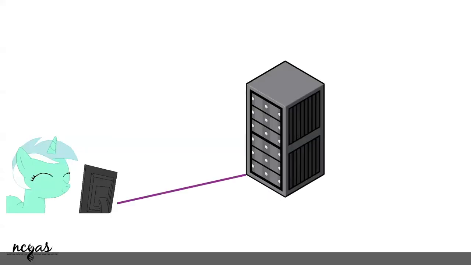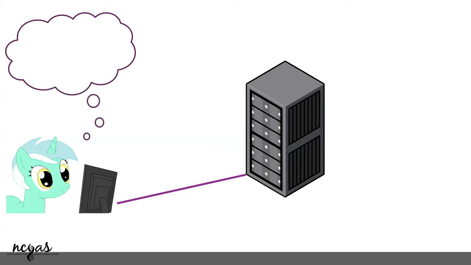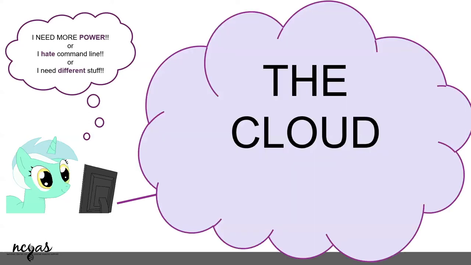Okay, so if you don't know what clouds are and why you need them, and why it is different from high-performance computing, it's like this: you need more power than a supercomputer or the cluster that you have, or you hate the command line and want a friendlier interface to start with, or you just want different stuff. A high performance computing cluster is not the answer, and you want something that doesn't have job queues or a job scheduler, and you just want to run stuff like a computer. That's when you use the cloud.